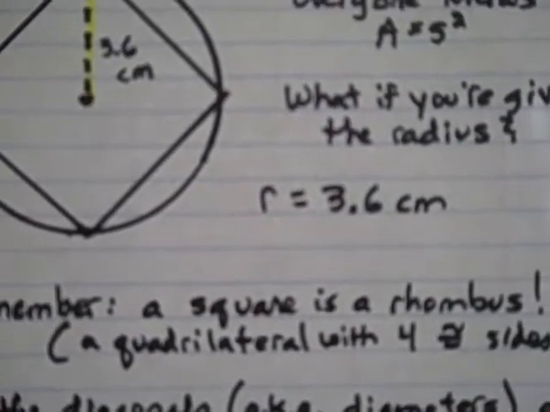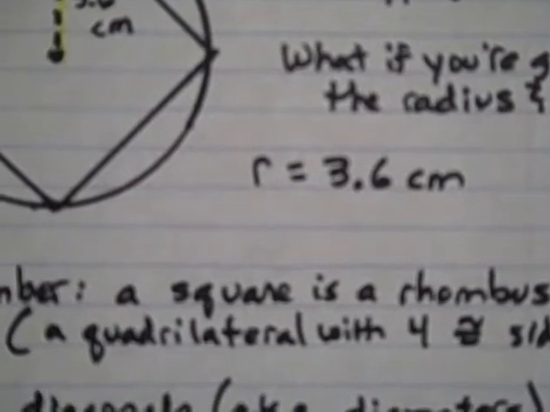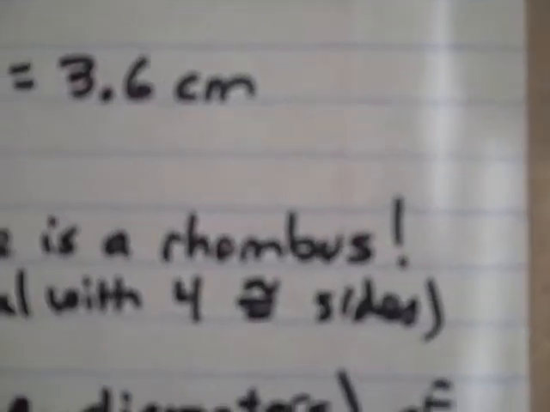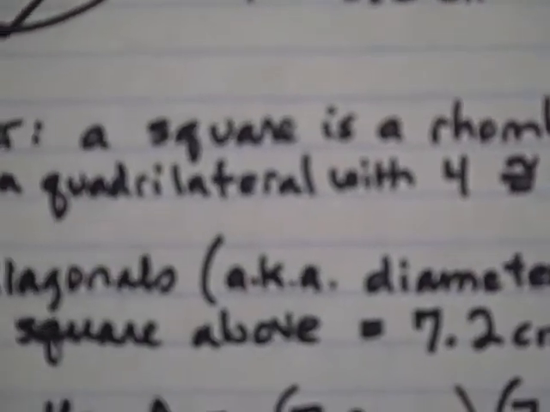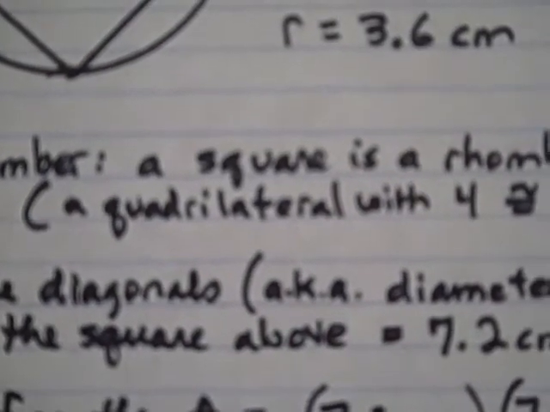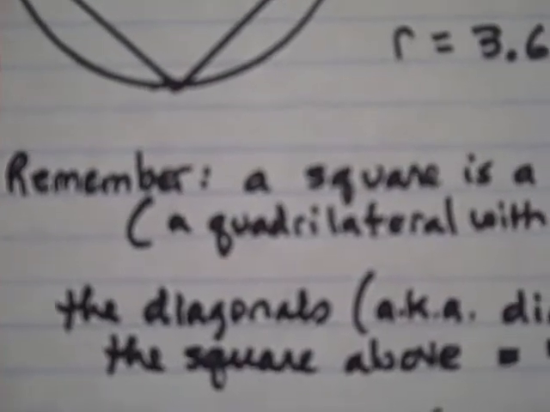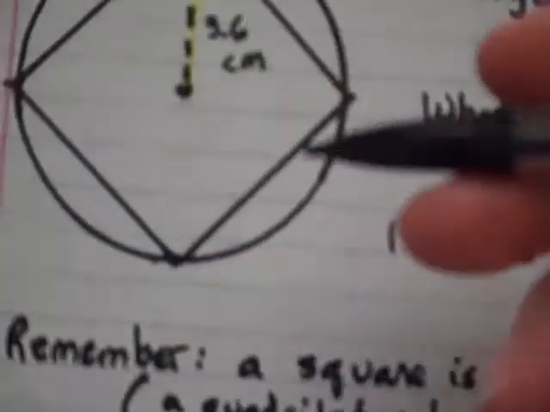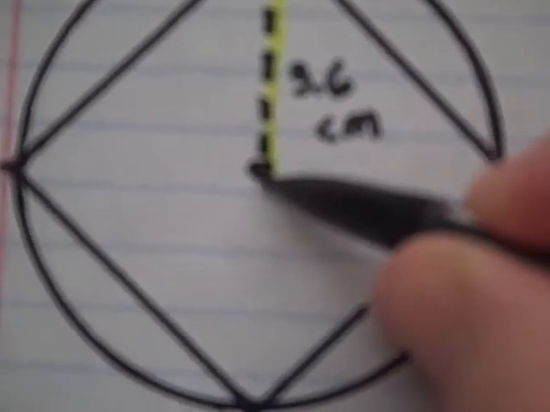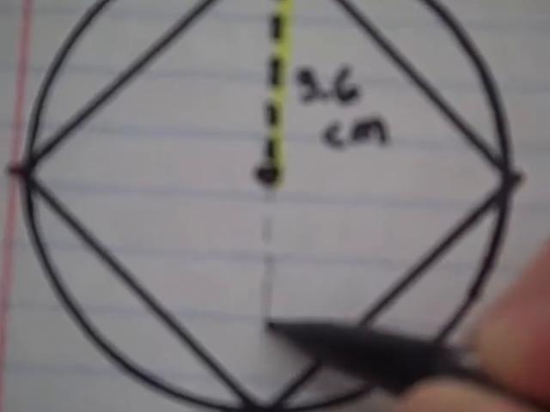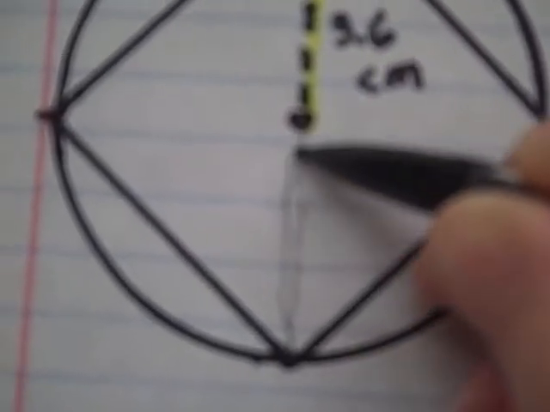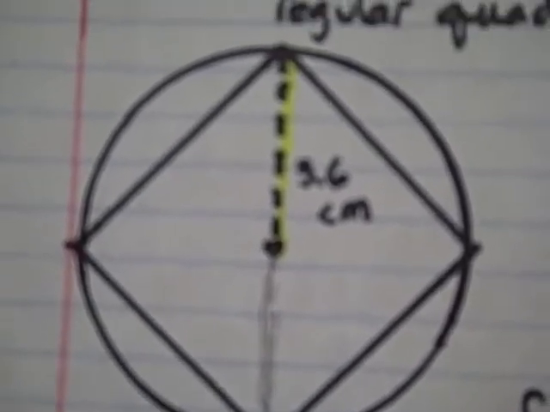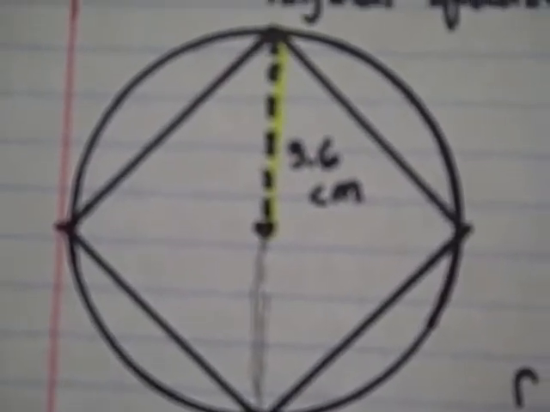Do you remember that a square is a rhombus? Because a rhombus is a quadrilateral with four congruent sides. And the area formula for a rhombus we've already been given. So the diagonals of the square are also the diameter. So let's look at this guy. If I extend this radius here to the other vertex, I've actually created a diagonal for this square. Because remember, when you connect opposite vertices, it's called a diagonal.